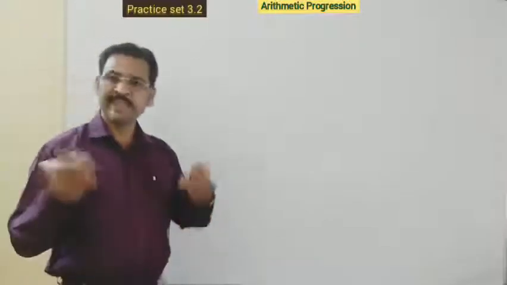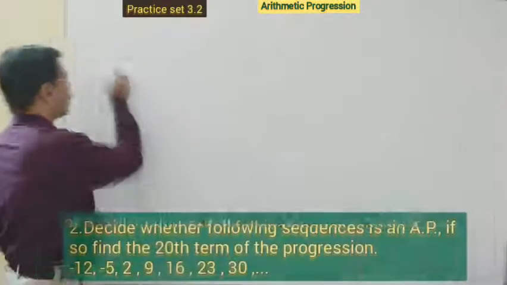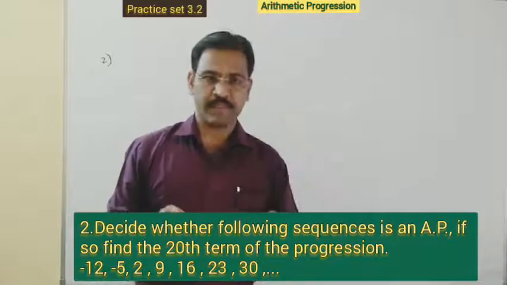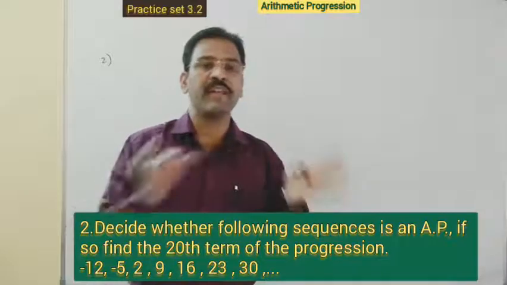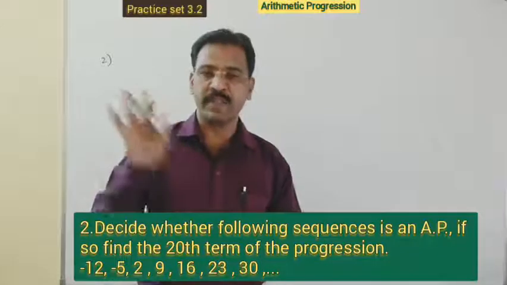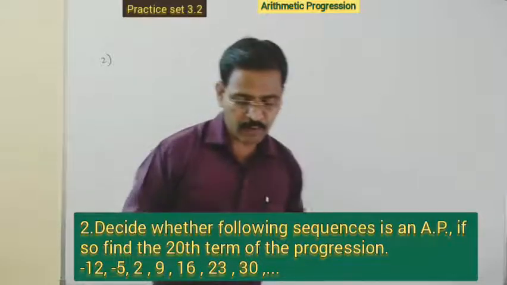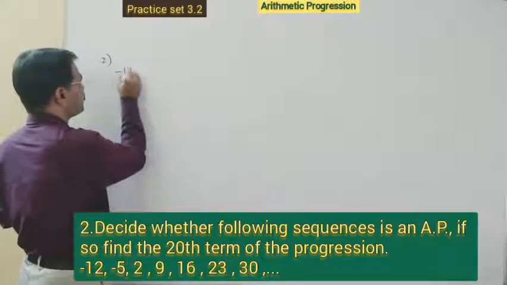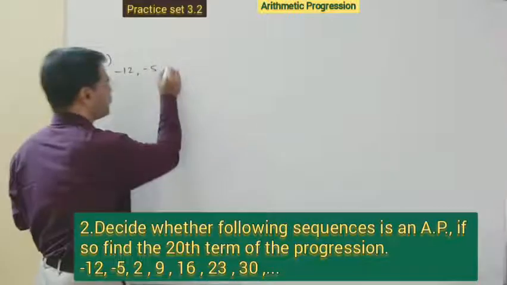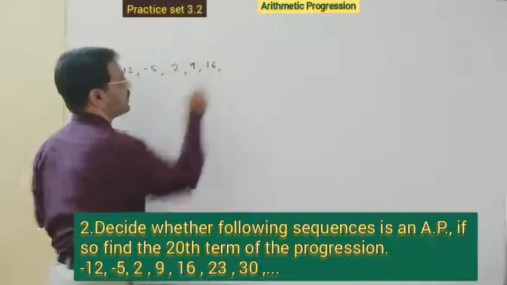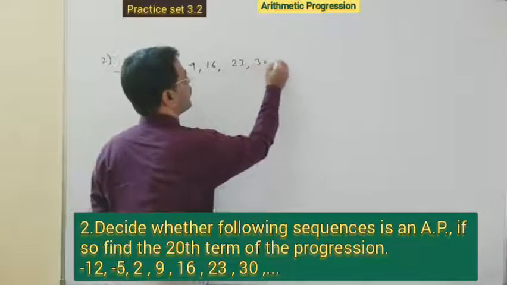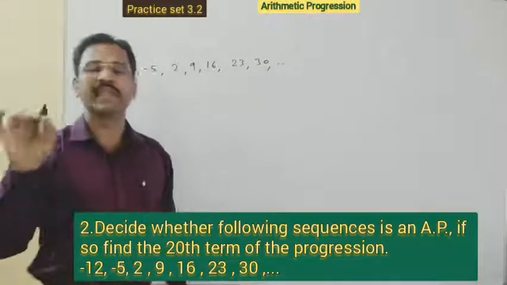Friends, now in the second example, see here. What is the second one? Here they have given us one sequence. We are going to check whether it is an AP or not. If it is an AP, then we have to find the 20th term. See, first they have given us minus 12, minus 5, 2, 9, 16, 23 and 30. Like this the sequence is given.